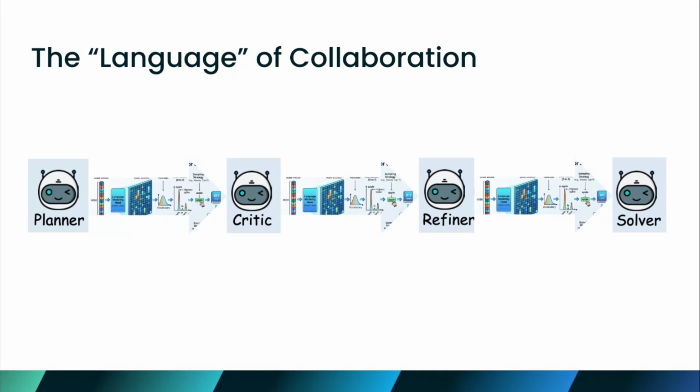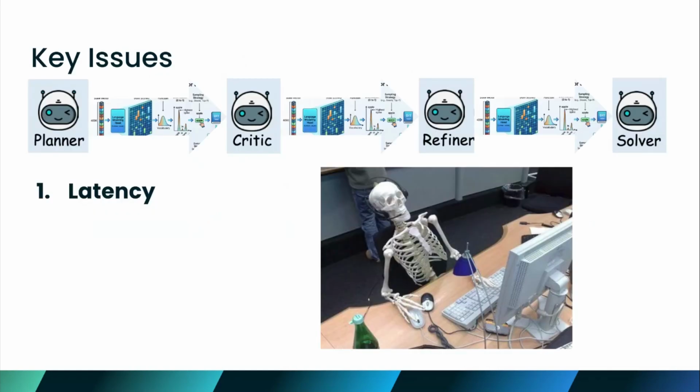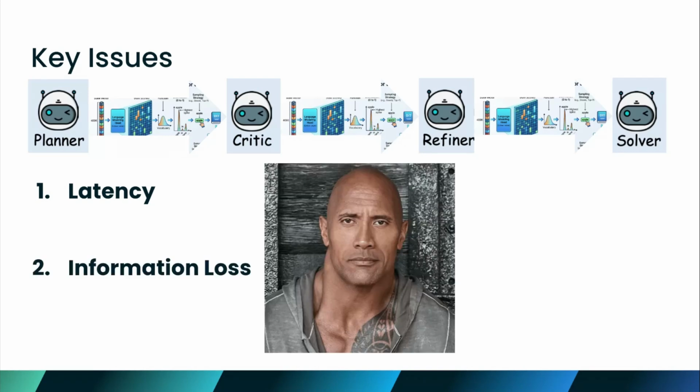In a system with 4 or 5 agents, this duplicate work can lead to a couple of issues. First and foremost is latency. Each translation and handoff between agents must wait for the entire compute process to finish. If you chain enough of these agents together, you could be waiting quite a long time to get a response back. And the second issue is information loss.